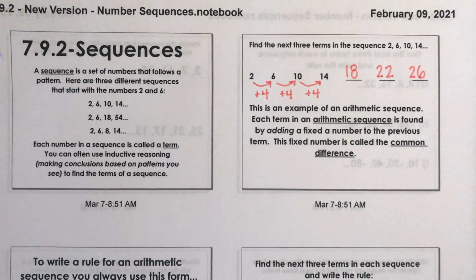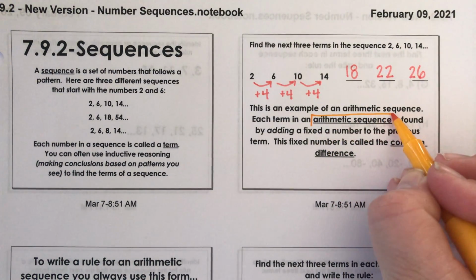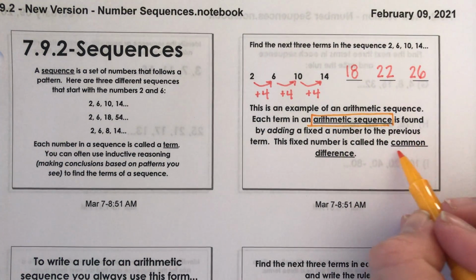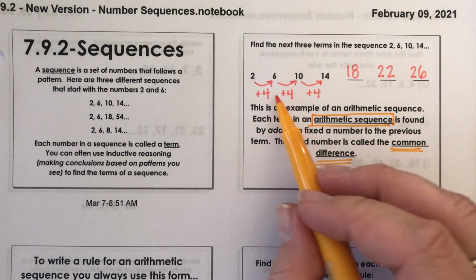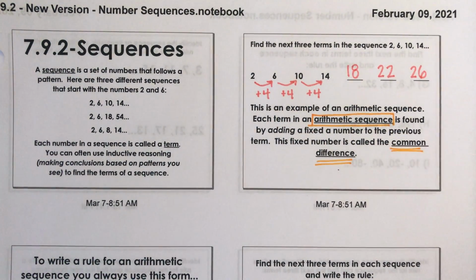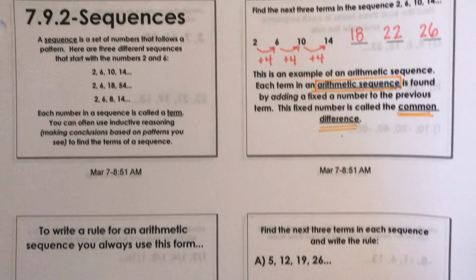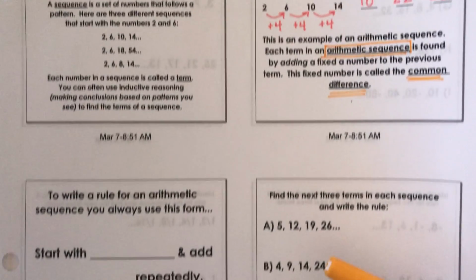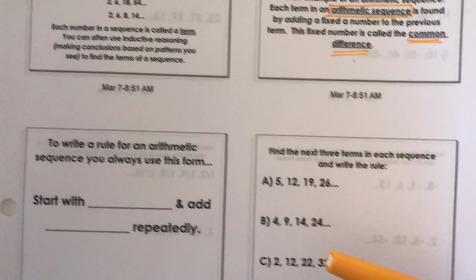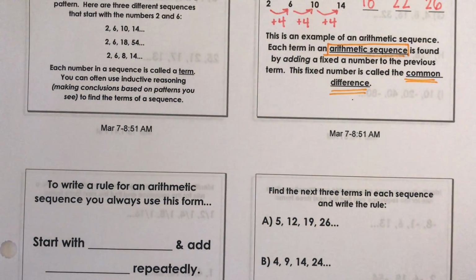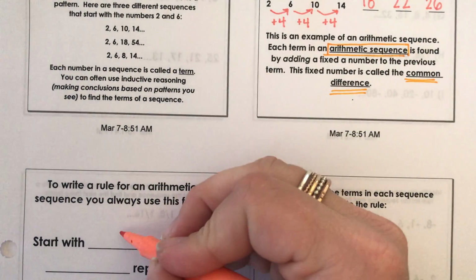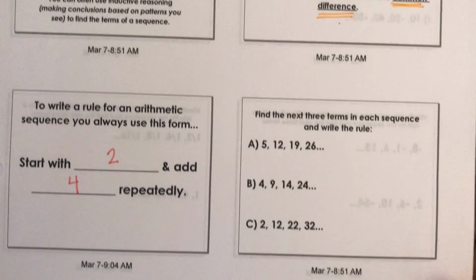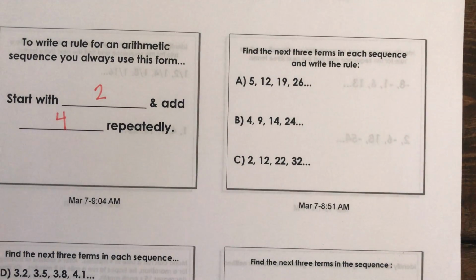And this is what we call an arithmetic sequence. And that is when you are adding a fixed number every time. That's also called the common difference. So in this case, 4 would be the common difference. And the way that we're going to write the rule is you always have to start with whatever you're starting with, and then add whatever you're adding, repeatedly. So on this last one, we would say start with 2 and add 4 repeatedly. It's essentially just directions on how to make your sequence.